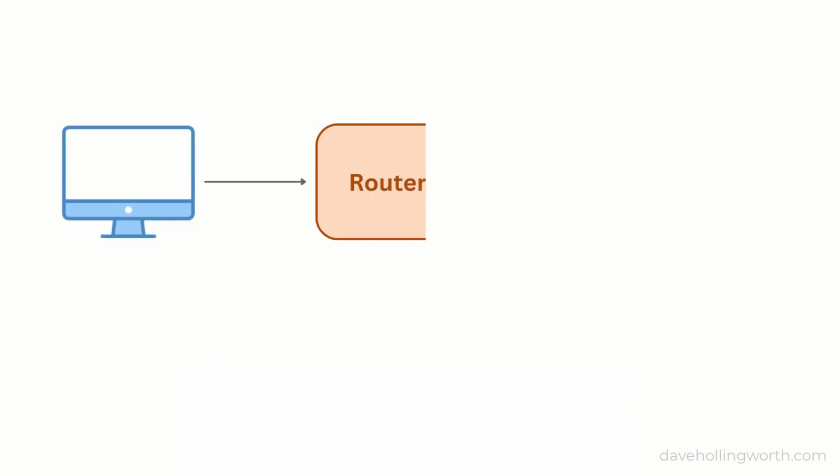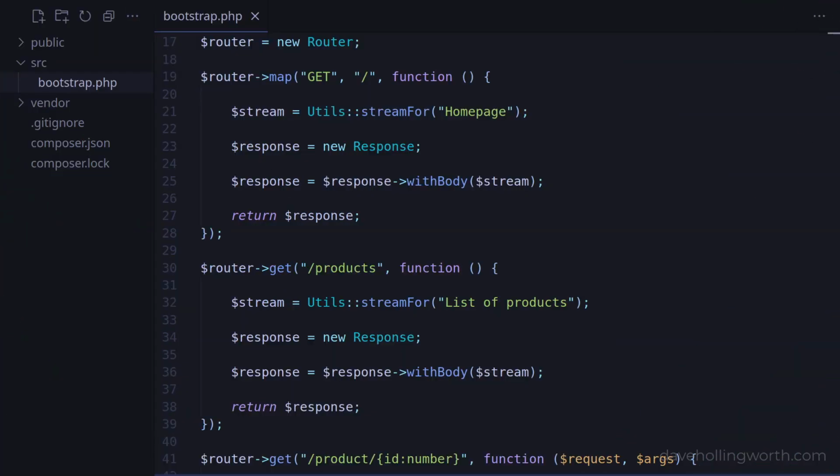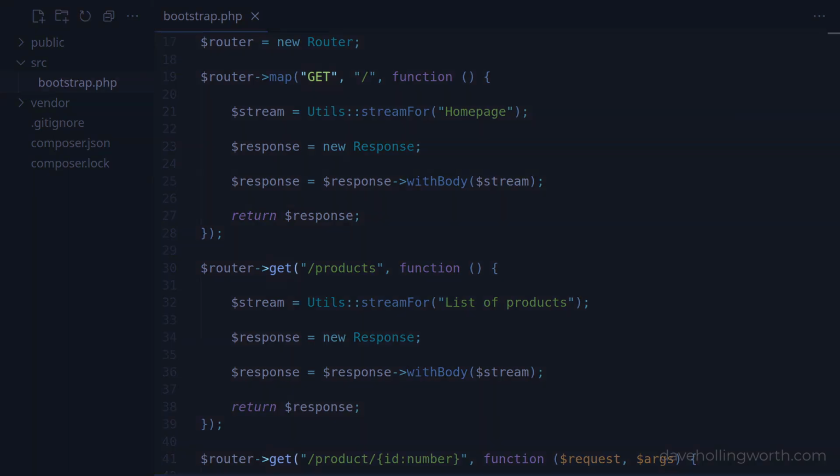In this video, you'll learn how PHP frameworks such as Laravel and Symfony organize the code that handles routes into controllers. So far in this series, we've added a router that maps HTTP methods and URL paths to code that runs when the route matches. This code is known as the handler for this route.